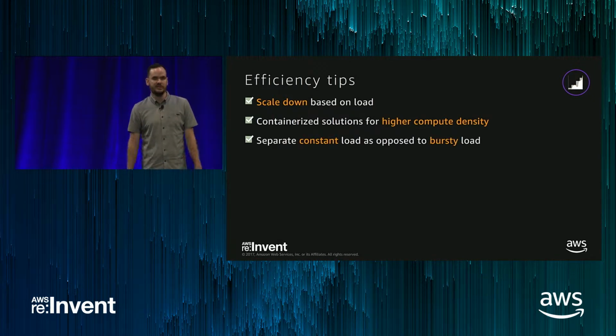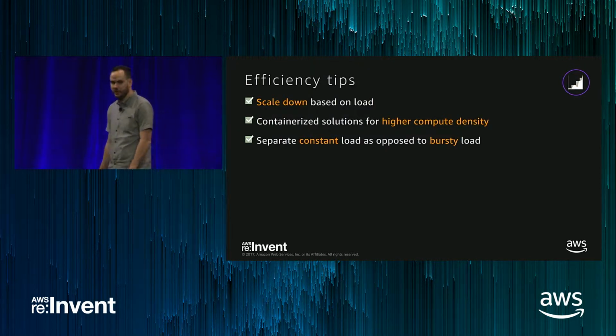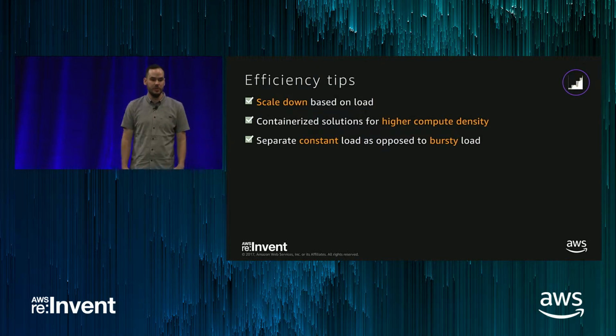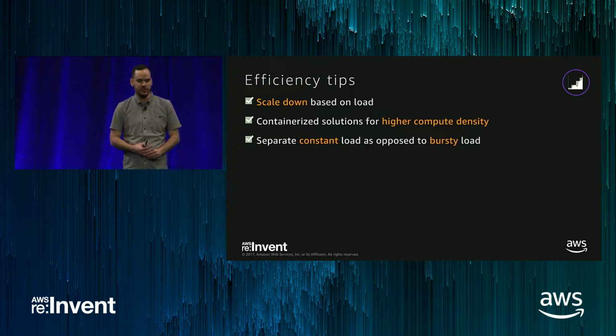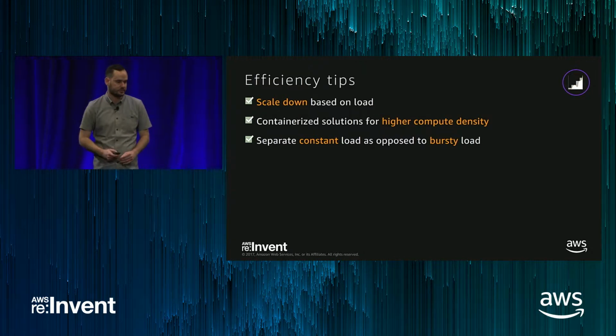Separate the constant load from the bursty load. If you're looking at constant load, things that have to always be up and running, take a look at reserved instances, which will be a great fit here for efficiency. And in terms of bursty load, exploring the spot market could save you a lot of money.